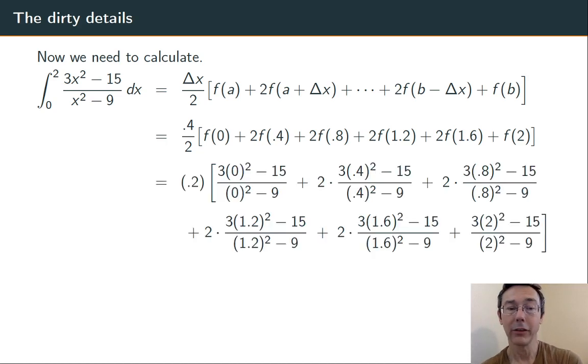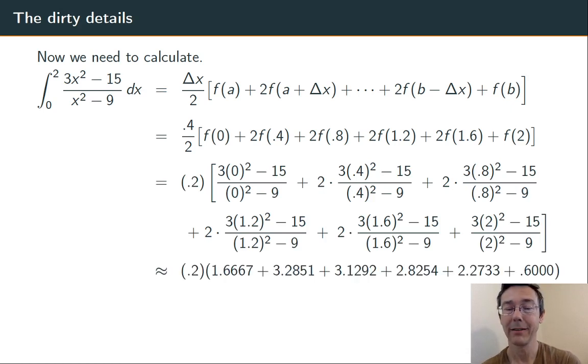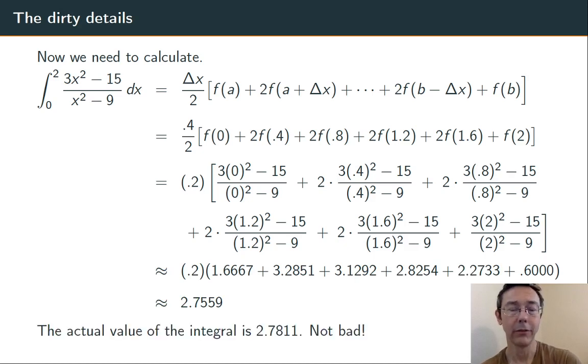Okay, so now I actually need to take those values, 0, 0.4, 0.8, and so on, and put them into the function, get some numbers. With a little help from a calculator, I get 2.7559. The actual value of this integral, if you do it by hand using the fundamental theorem of calculus or using a computer algebra system, is 2.7811. So even just with n equals 5 trapezoids, we're doing pretty well.